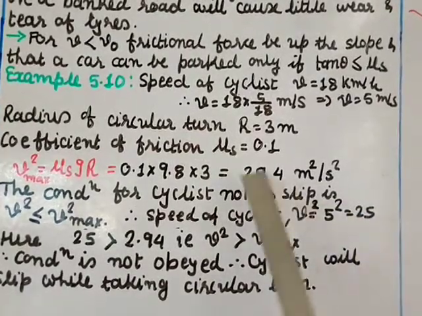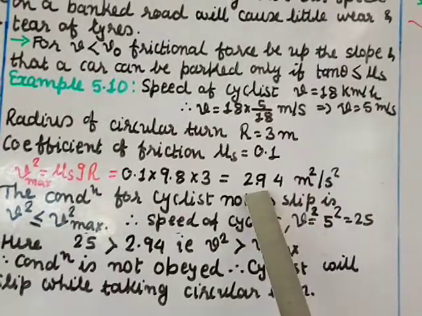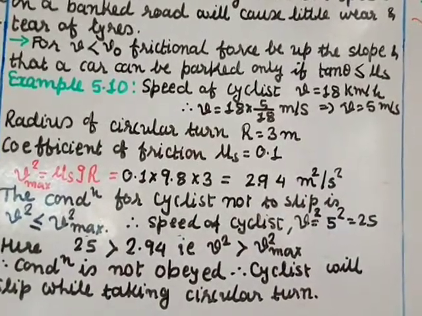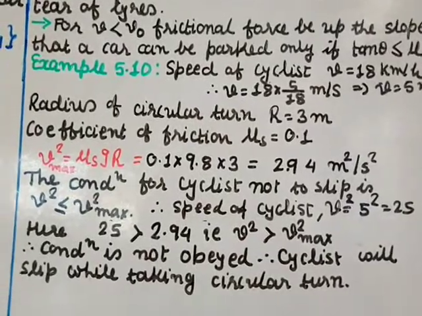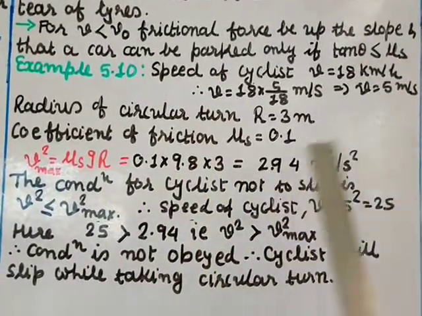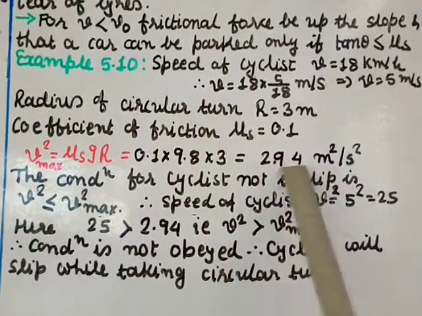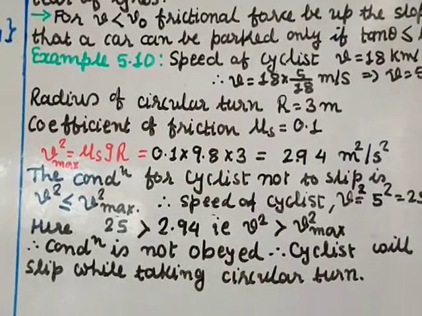Okay, you can see that this is very small compared to this. The condition should be that this is smaller than this, then only he will be able to ride the bicycle safely, right? But you can see here it is 25, which is much higher than 2.94. So there is a chance of the cyclist falling.